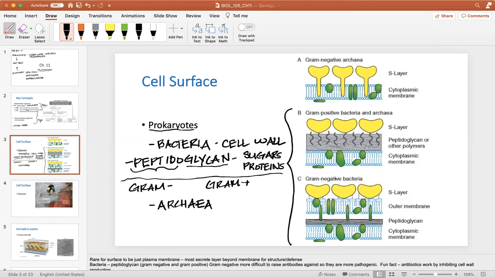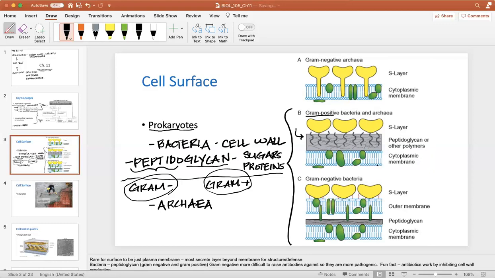Gram-positive bacteria can be stained using this technique. They can be colored using the gram stain because what happens is that stain interacts with this cell wall. Gram-negative bacteria are not stained using this gram technique, and here's why. Let's take a look at the structure of gram-positive versus gram-negative bacteria.